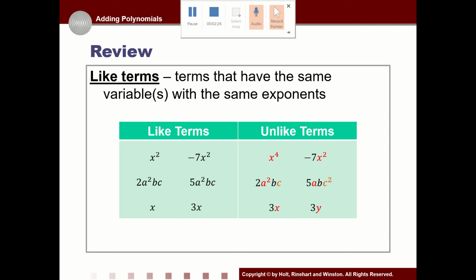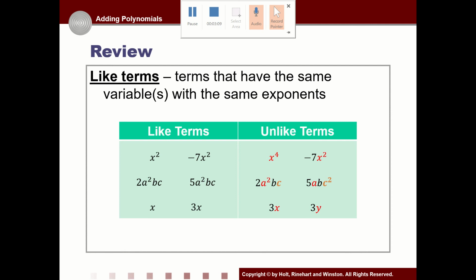On the right, if we take a look, 2a squared bc and 5abc squared are unlike terms. The first one has an a with an exponent of 2. The second one only has an a, which means that exponent is a 1. Those are different exponents, so they are not like terms. Each one has a b that matches, but then when we look at the c's, they're again unlike terms because we have a c to the first power in the first one and c to the second power in the second term. So they are unlike terms. They have all the same letters, but the exponents on those letters do not match.